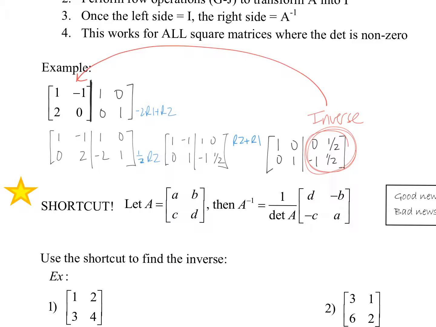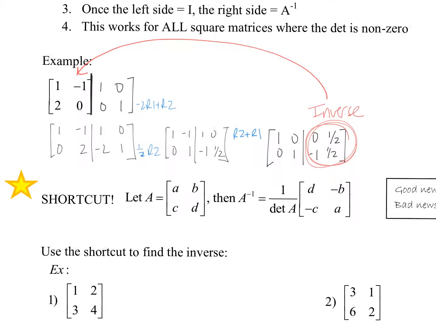Those are inverses. So what I could do is check by multiplying this by this, just to make sure that it gave me the identity matrix, but that's one way to find it. Okay, so let me show you a shortcut real quick and then we'll be finished.